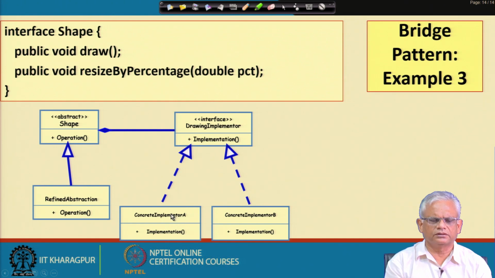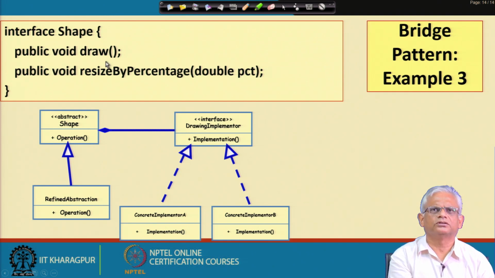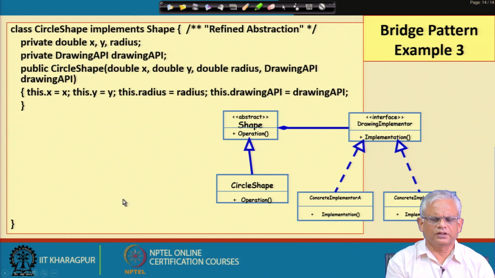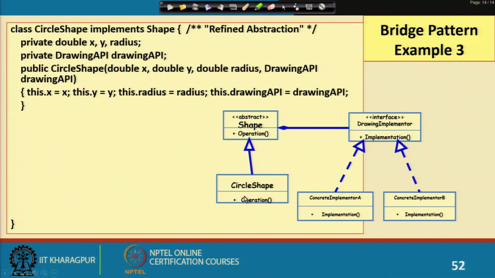Now, let us look at the abstraction hierarchy. Here we have the interface shape. Here we have the abstraction domain terms or the application domain terms like draw, resize, change fill color, fill pattern, and so on. Now, this is a simple interface shape. Now, let us look at the concrete shape, which is the circle shape.